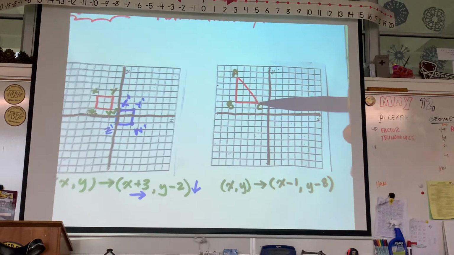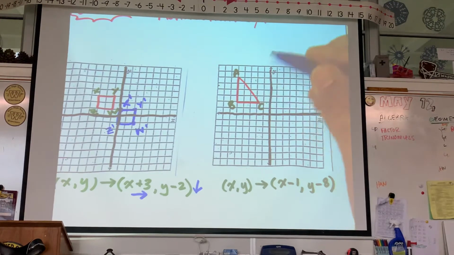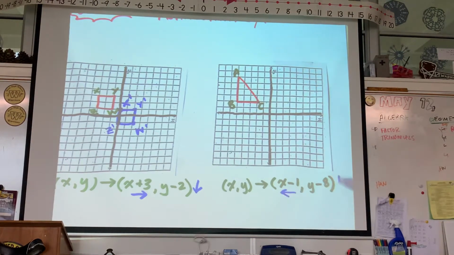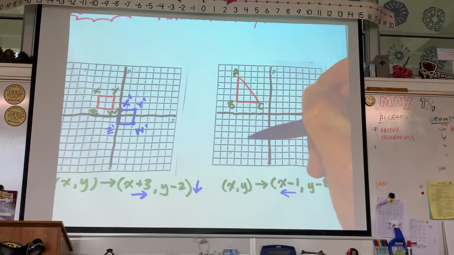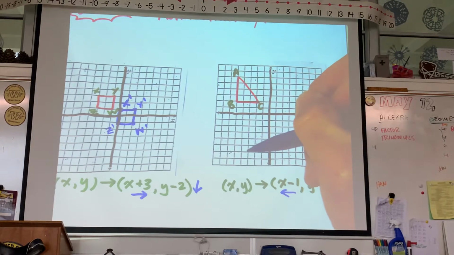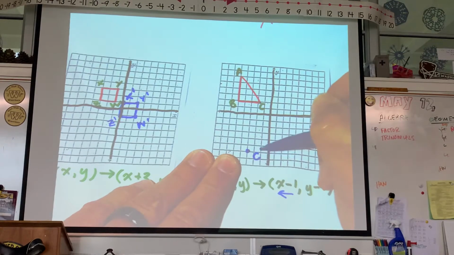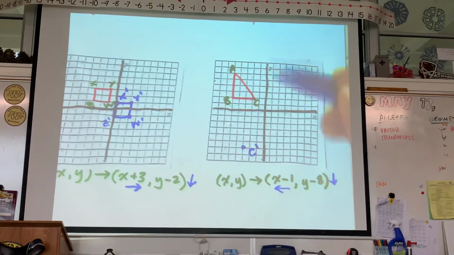Let's start with C, and our new point is going to be C prime. So, C, we're going left 1 and down 8. 1, and then 1, 2, 3, 4, 5, 6, 7, 8. There is my new point. It's called C prime. We go from the regulars to the primes. It's just a little mark, okay?